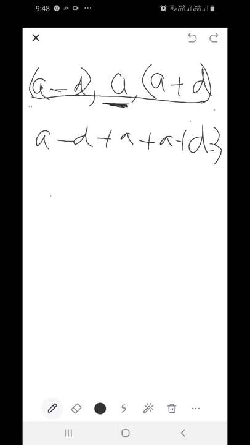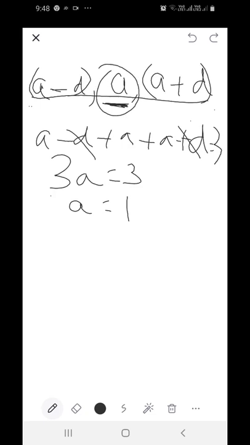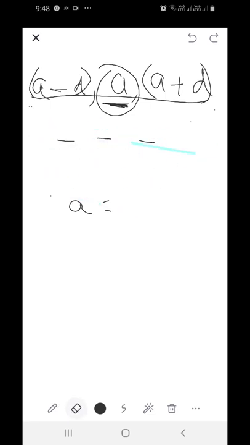Now you see minus D plus D cancels out, and you are left with 3A is equal to 3. And the value of A comes out to be 1. Now in this case, A is not the first term. You see, A is the middle term, the value of the middle term, not the first term. So A is how much? I have calculated it as 1.